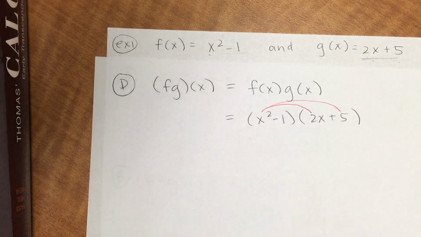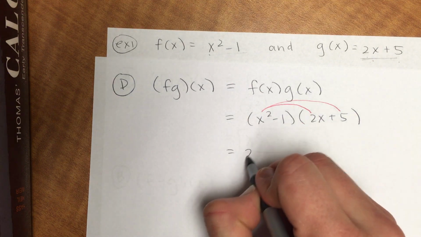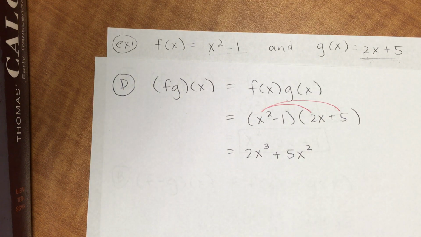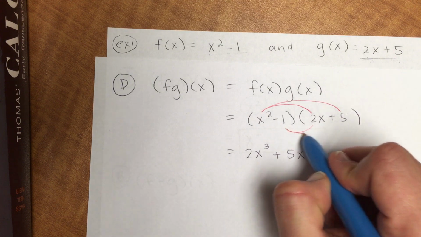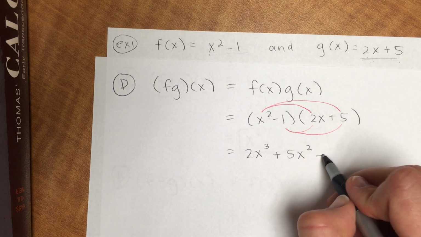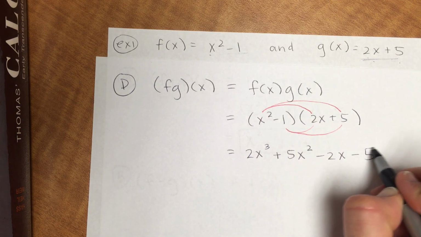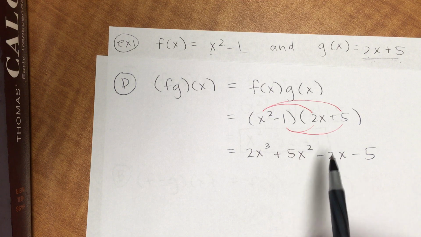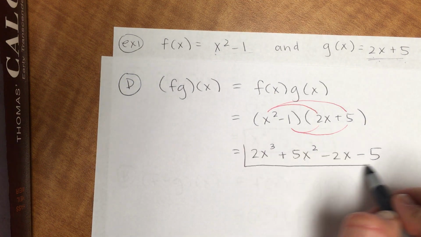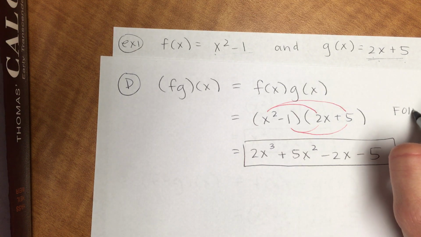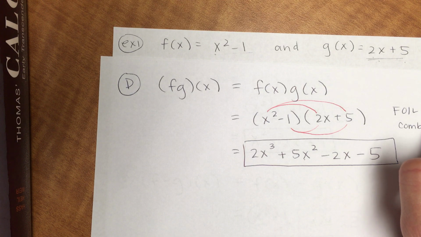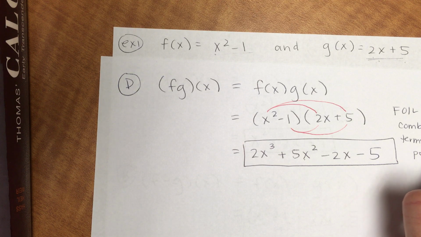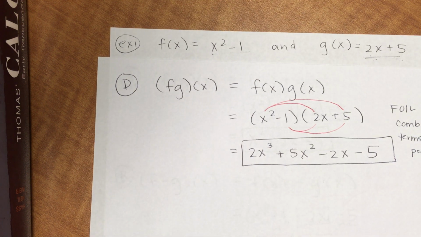So distribute your x squared to both pieces. x squared times 2x is 2x cubed. x squared times 5 is 5x squared. And distribute your negative 1. So negative 1 times 2x is negative 2x. Negative 1 times 5 is negative 5. If you have like terms, you can add them together, but since they have different exponents, that's all you can do. So we FOILed, and then combine like terms if possible. In this case, it's not possible because I don't have like terms. And we're done.